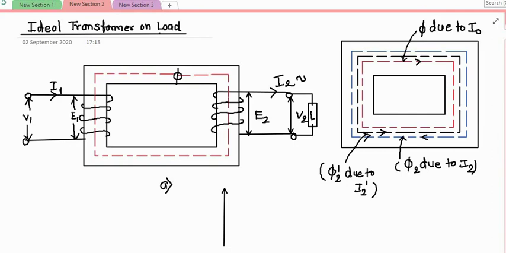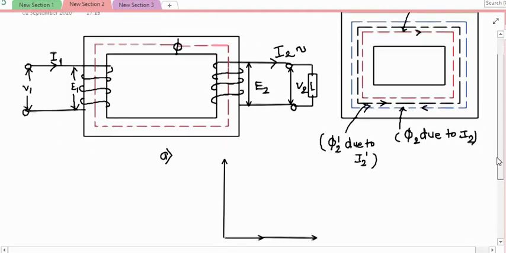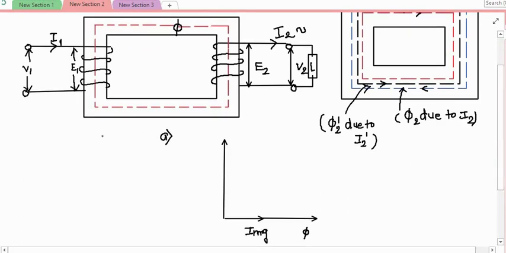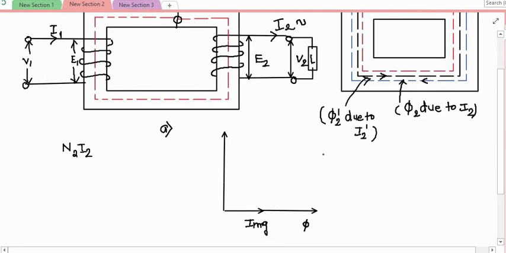So this phi 2 and phi 2 dash will cancel each other, and the flux in the transformer core is constant. So the magnitude of this current I2 dash is such that the demagnetizing MMF... what is the MMF? Product of turns and current. So what is the demagnetizing MMF? Who is producing the demagnetizing effect? Your I2. So the demagnetizing MMF is N2 into I2, because it is circulating through the secondary winding, right?